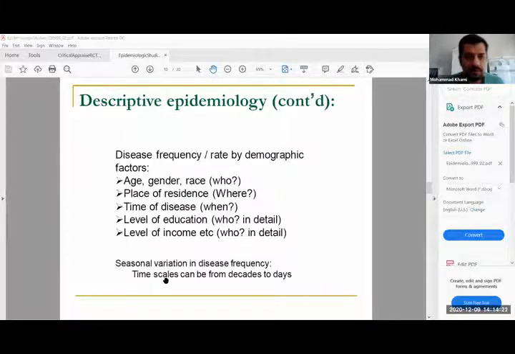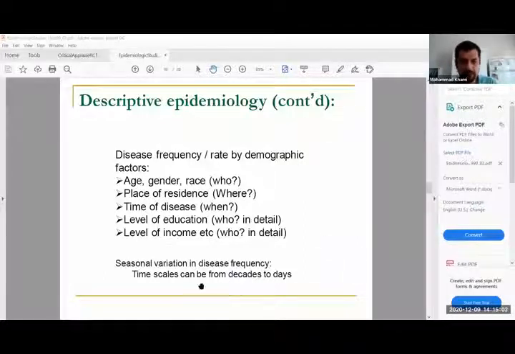Then usually in descriptive epidemiology, we are talking about disease frequency or rate by demographic factors like age, gender, race. So it goes back to the question of who, or the place of residence, going back to the question of where, time of disease, it is regarding when, and the level of education, who, but in detail, and the level of income, for example, who in detail, and many other demographic variables and factors that, according to the disease we are studying, we can include in our study.